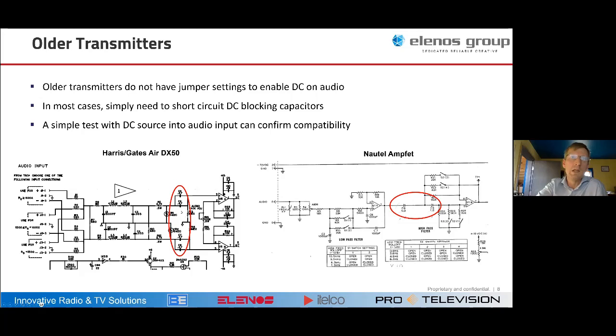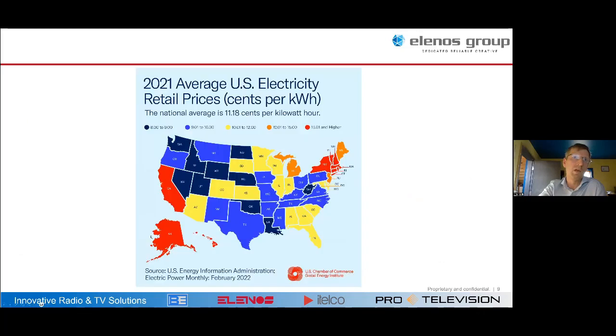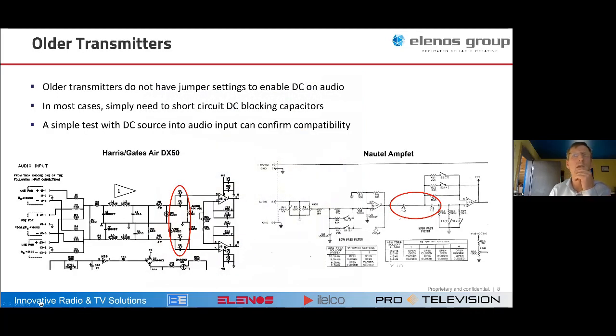That's pretty easy. Similarly, this is a DX50 input schematic on the left, and it has a pair of capacitors there in parallel on each side, on the audio plus and audio minus. So you would just have to bypass one of those on each side. And that's basically it. So the amount of work to configure an older transmitter is very limited, really. Should be quite easy to do.